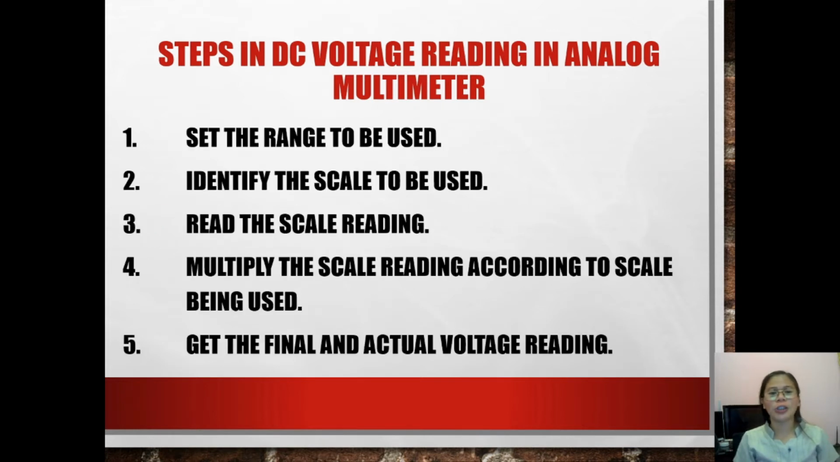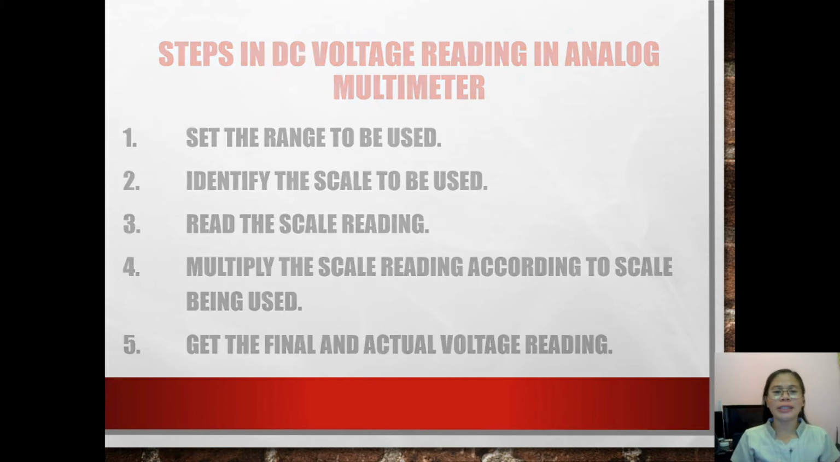First, set the range to be used. Second, identify the scale to be used. Third, read the scale reading. Fourth, multiply the scale reading according to the scale being used with the use of voltmeter chart. And the last, get the final and actual voltage reading. So those are the steps in DC voltage reading in analog multimeter.